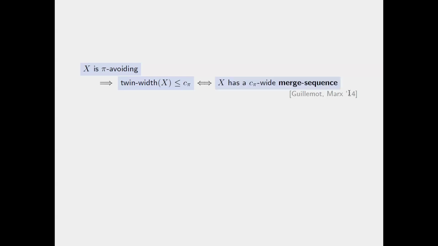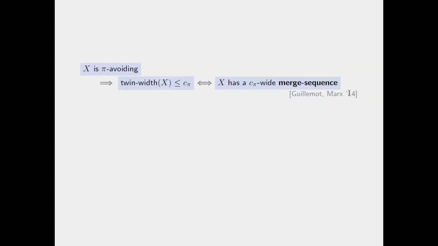TSP and some other problems, which is this concept of twin width, which is a relatively new concept in computer science. It's applied to permutations. It's a very simple interpretation. It says that if X is avoiding some pattern pi, then its twin width is bounded by the C of pi, which means that X has a C-wide merge sequence.